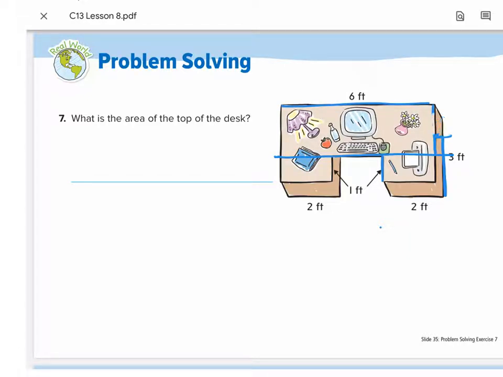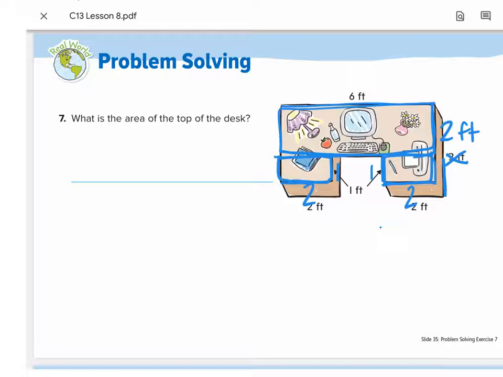Erase and make that a little neater so I can read it. This side is 2. We're going to get rid of our 3. Alright, and then these little rectangles, we have 1 by 2 and 1 by 2. Okay, so we're just solving for that top part, the part that's the light tan shade. Okay, this, and this.